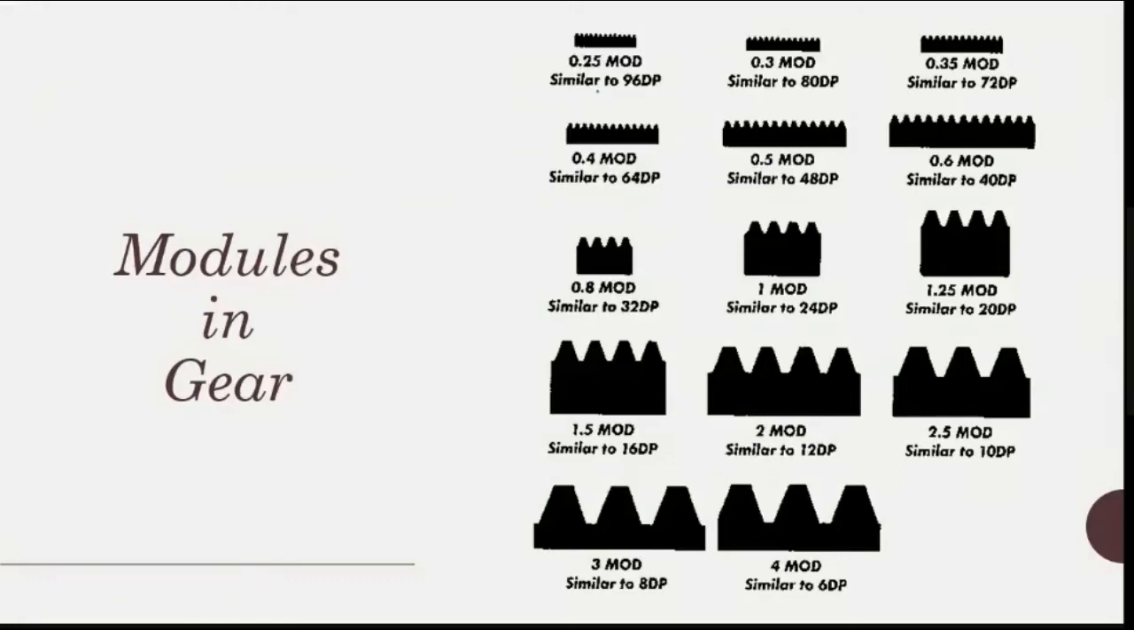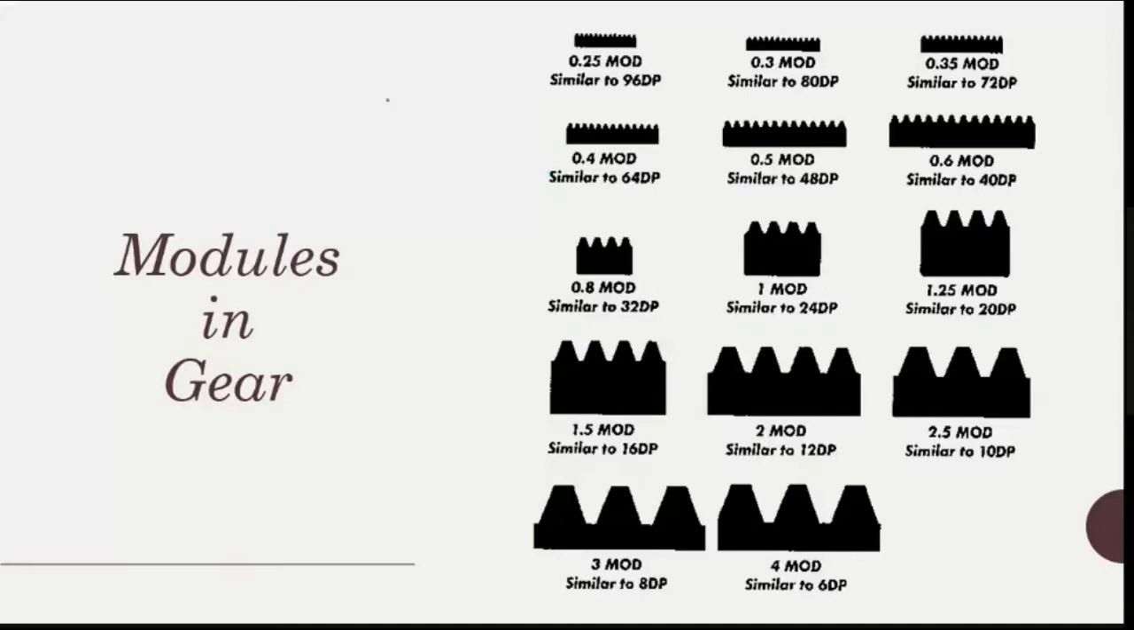Modules in gear. You can see that if you have a 0.25 module, you can see how the teeth are for 0.3, 0.35, 0.8, 1, 1.5. So when the module is increased, what happens? The size of the teeth is also increasing, right? Which means the total depth, which is a combination of these two, also increases. When the module is less, the size of the teeth is less.